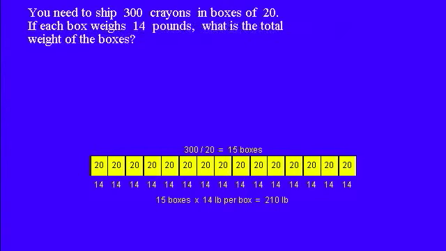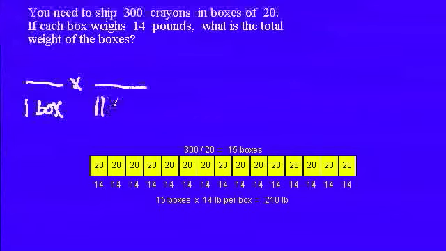This is an example of a multi-step word problem. You need to ship 300 crayons in boxes of 20. If each box weighs 14 pounds, what is the total weight of the boxes? Well, if you think about what you finally want, total weight, you need the weight per one box and the number of boxes to get the total.